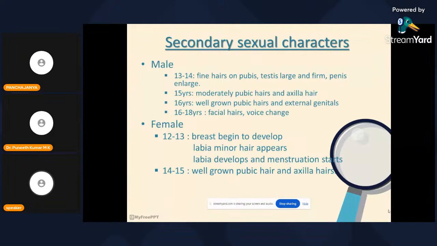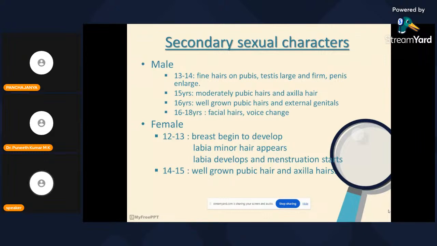Then the testis will be a bit larger, and the scrotum and penis will be enlarged. And at 15 years, there will be moderate pubic hairs and axillary hairs. And at 16 years, well-grown pubic hairs and external genitalia. And at 16 to 18 years, there will be facial hairs and voice changes. Based on the secondary sexual characters, male can be identified.